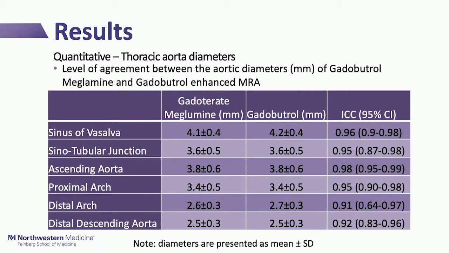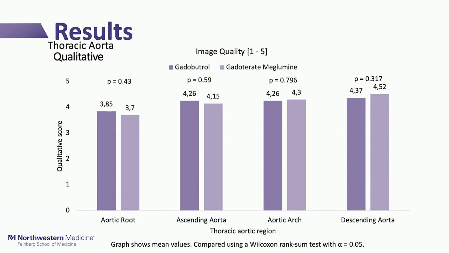So here's our quantitative results. As you can see, the average diameters for both Gadoterate Meglumine and Gadobutrol are very similar. We also obtained an ICC of over 0.9 at all locations on the aorta. Qualitatively, for image quality, the average scores, as you might notice, are very similar, meaning that the images were comparable between the two contrast agents.